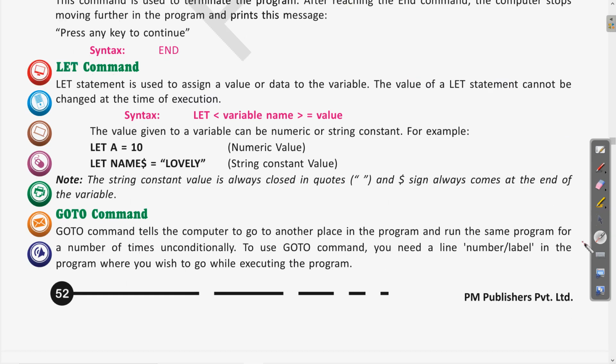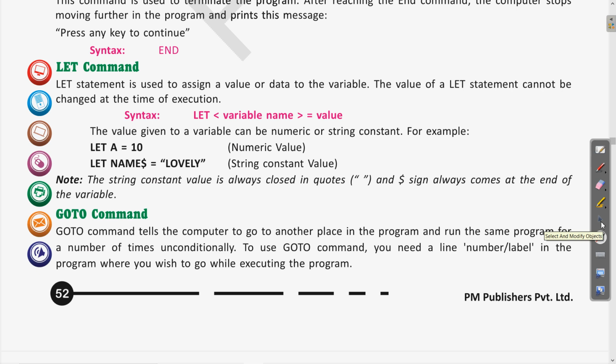Here also you can see that the string constant value is always closed in quotes. So here are the inverted commas, and the dollar sign always comes at the end of the variable. Clear? So when we are saving any string value, for that we are enclosing or writing those values in the double quotes, and with the variable we are using the dollar symbol. Fine.